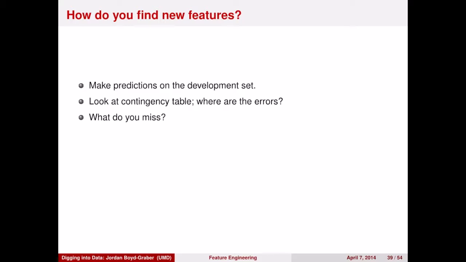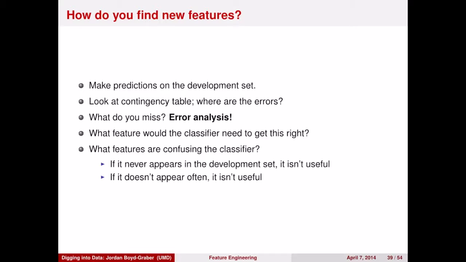So what you do is you build a classifier, and then you make predictions on your development set. And then you start inspecting where you went wrong. Look at the contingency table, see which cells are contributing to you not getting good results. This is called error analysis. And think about, for each example of an error, are there features that could help you discover a lot of these problems and get them right? Are there features that are confusing the classifier? Are there features that are never appearing in the development set? If so, that feature isn't useful.